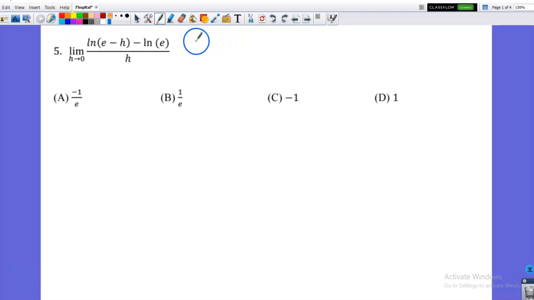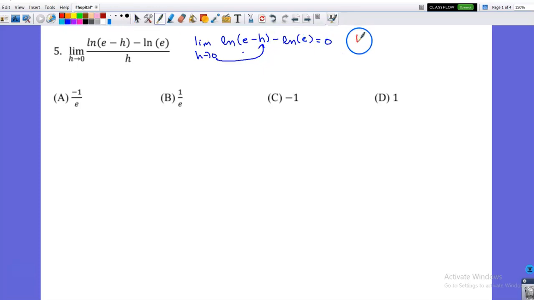L'Hopital says, find the limit as h goes to 0 of the numerator, ln of (e minus h) minus ln of e. If I substitute 0 here, that gives me ln of... substituted into the wrong place. Can't substitute 0 for e, can you? All right, so if I substitute 0 in place of h, that would give me ln of e minus ln of e, which is 0.